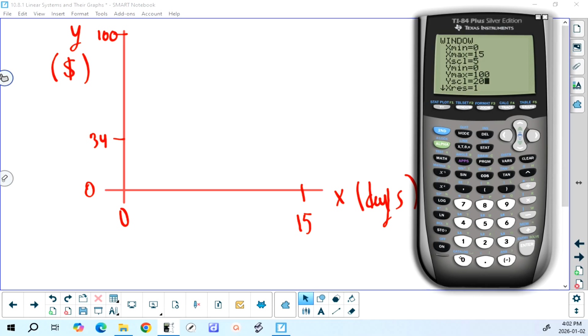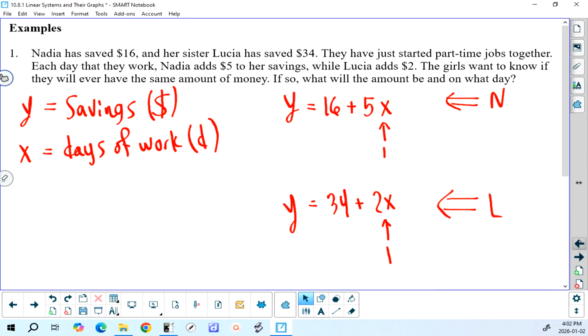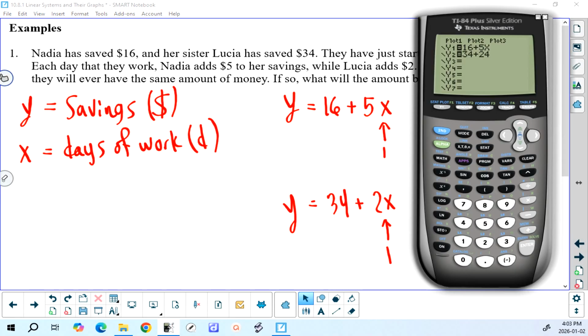And now I'll double check my entries for y. Let's just take a look here. 16 plus 5x, 34 plus, look at that, always a good idea to check, plus 2x, graph. Now, I honestly didn't know if that would work or not. But if it didn't, if the point of intersection was going to be off the screen, then we could have increased the x and y maxes.